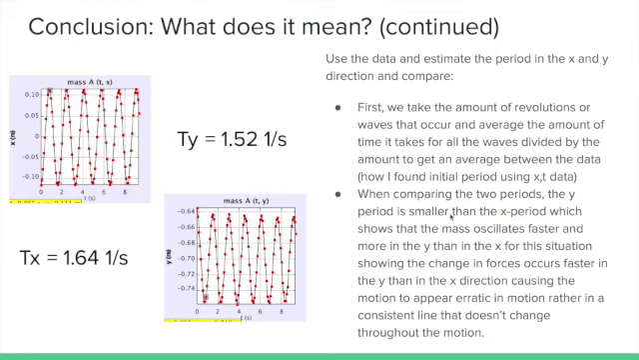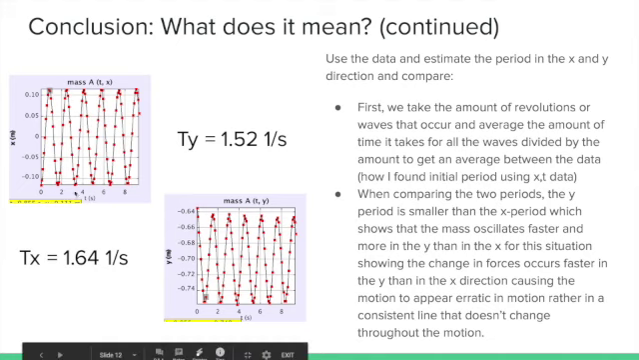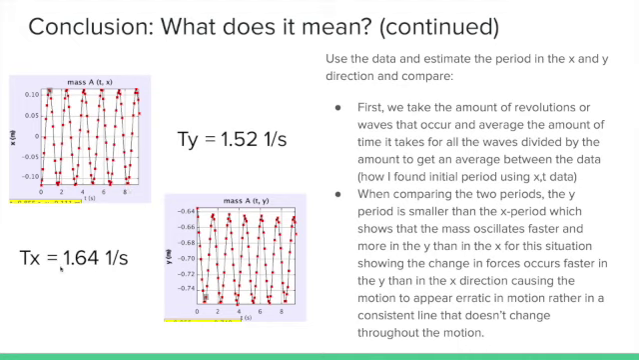For the what does it mean statement, we can use the data and estimate both the period of the x and the y, and then we can compare the two. Now, first, we take the amount of revolutions in the waves and take the average amount of time it takes, divide them by each other, and then we get the period in the x and the y. Now, we take 1, 2, 3, 4, 5 revolutions divided by around 8.14 seconds, and we can get the period in the x direction to be 1.64 seconds.